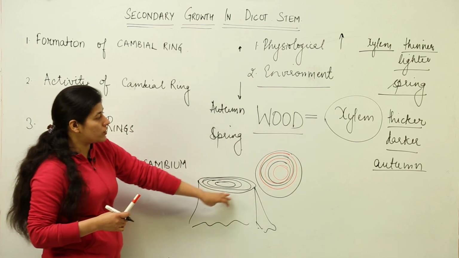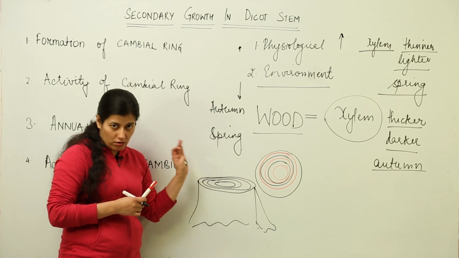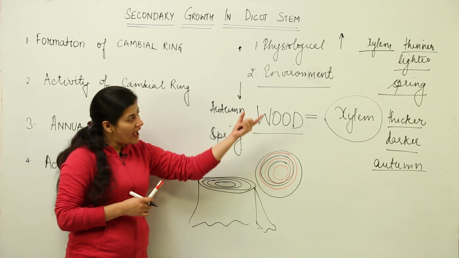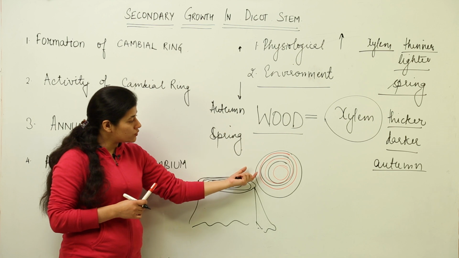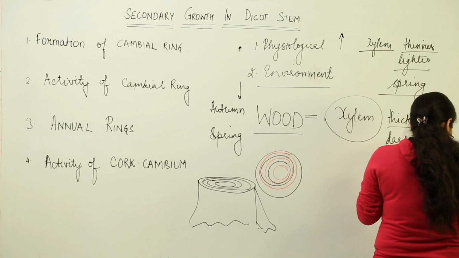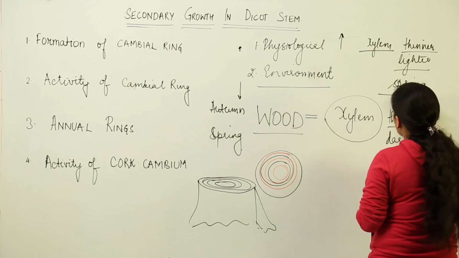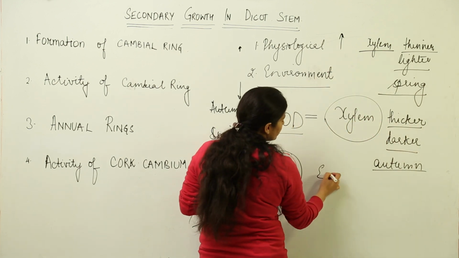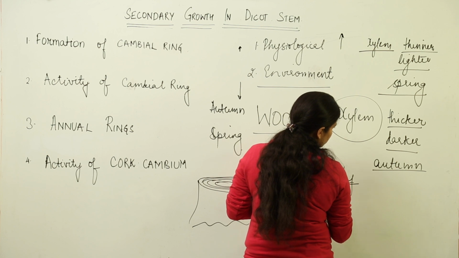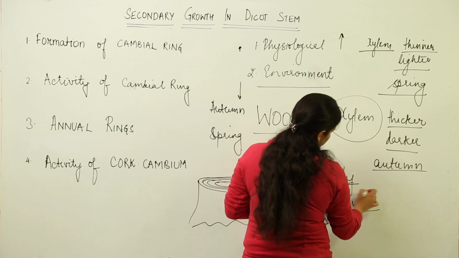This is formed because of the activity of the cambial ring, and these rings are known as annual rings, and one ring comprises both autumn wood and spring wood, okay. That is what we have to discuss, that there is autumn wood as well as spring wood that is present. This spring wood is otherwise known as early wood, and this autumn wood is known as late wood.